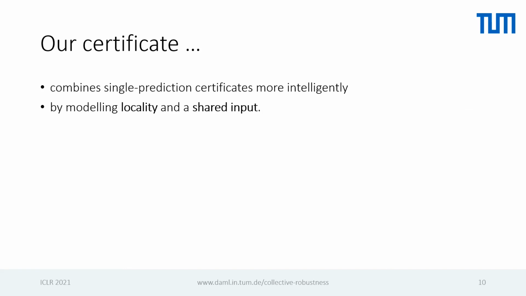That's about it. Let's summarize. We're combining single prediction certificates in a more intelligent manner by explicitly modeling locality and a shared input, and can thus obtain stronger guarantees.